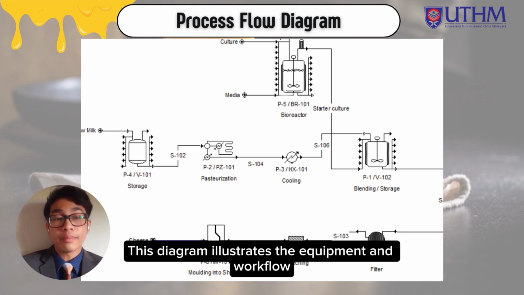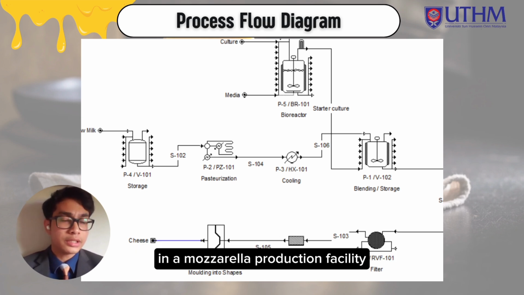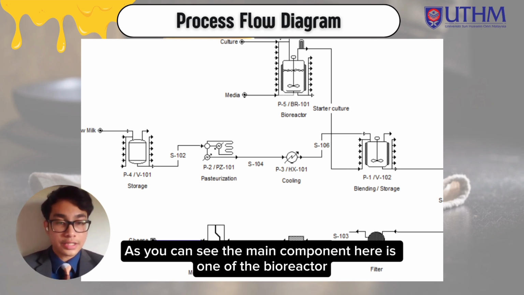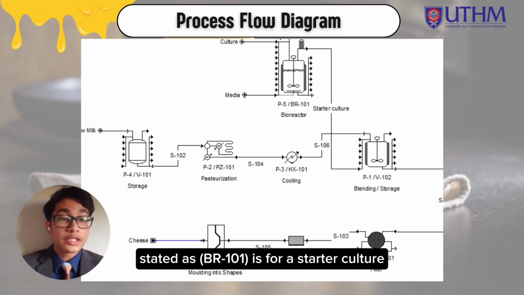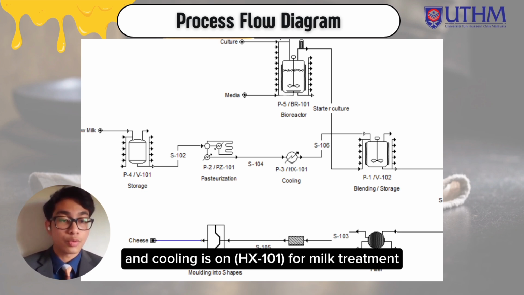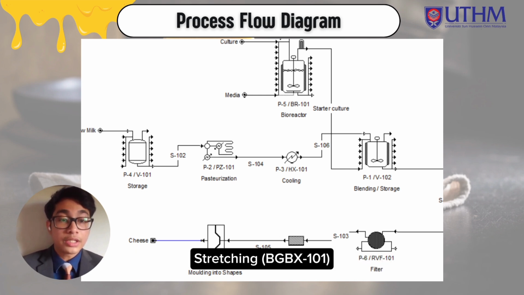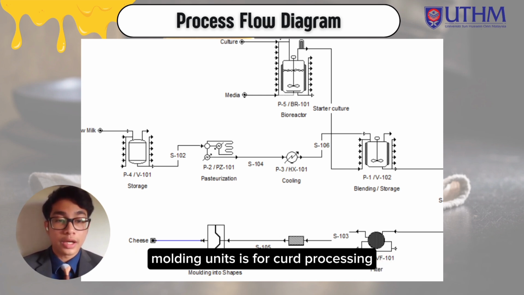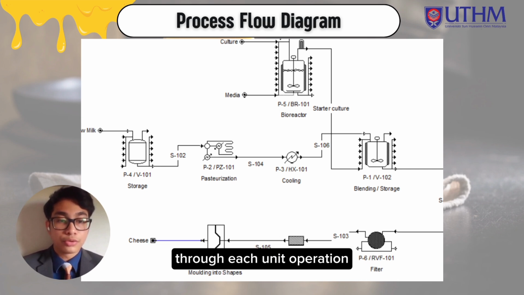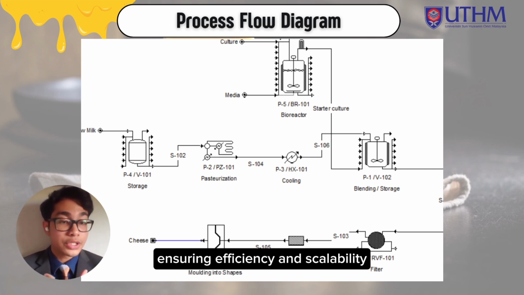This diagram illustrates the equipment and workflow in a mozzarella production facility, likely designed using the software SuperPro Designer. As you can see, one main component is the bioreactor, labeled BR101, for starter culture production, pasteurization is on the PZ101, and cooling is on HS101 for milk treatment. Stretching, BX101, and molding units are for curd processing, as this P&ID provides a technical blueprint of how materials move through each unit operation, ensuring efficiency and scalability.